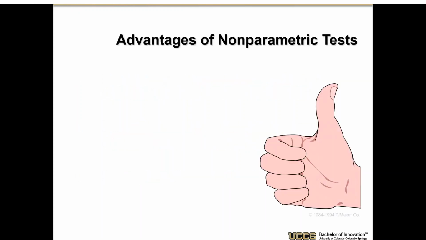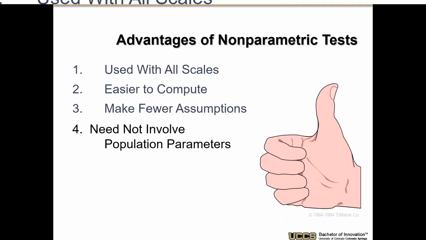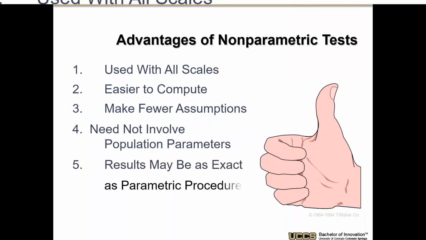So, advantages of non-parametric tests. They can be used with all kinds of scales, so I don't have to worry about what my scaling effects are. We'll come back to that in a little bit. In some senses, they are easier to compute. They make fewer assumptions, so they are generally more valid. They need not involve population parameters, so I don't have to assume so many things. And the results can be as exact as you need them to be, as with parametric procedures, because the results are these p-values you're going to get.